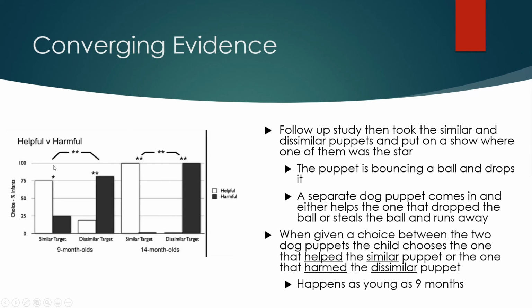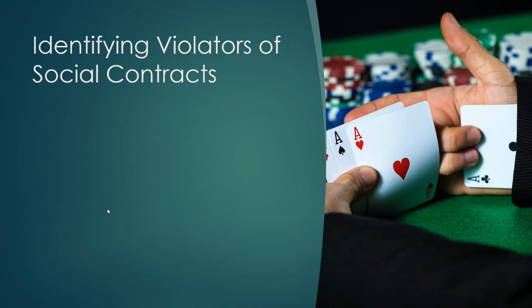And this happens as early as 9 months old. Here, white is the helpful dog, black is the harmful dog. So this is the dog that helped the puppet that was like them, that had the same food preference as them. They chose that dog. This is the dog that stole the ball from the one that wasn't like us. And then it gets even more clear cut as the child begins to age. So it's really interesting that these mechanisms of trying to distance ourselves from people that are not like us as much as possible happen really, really young.